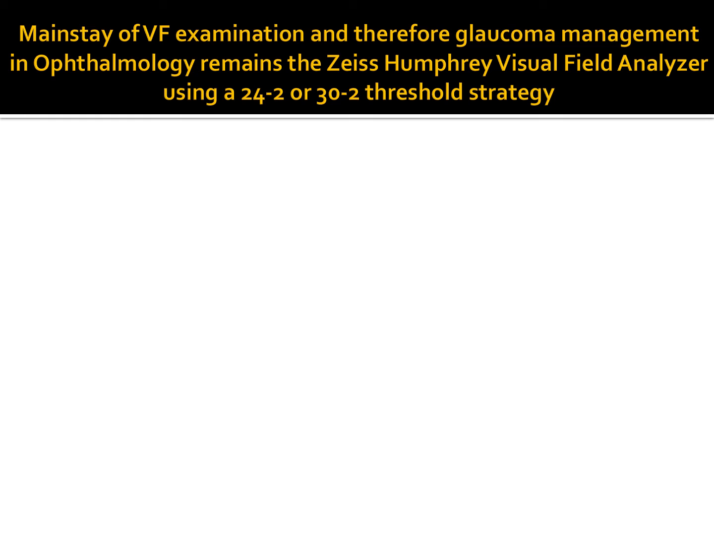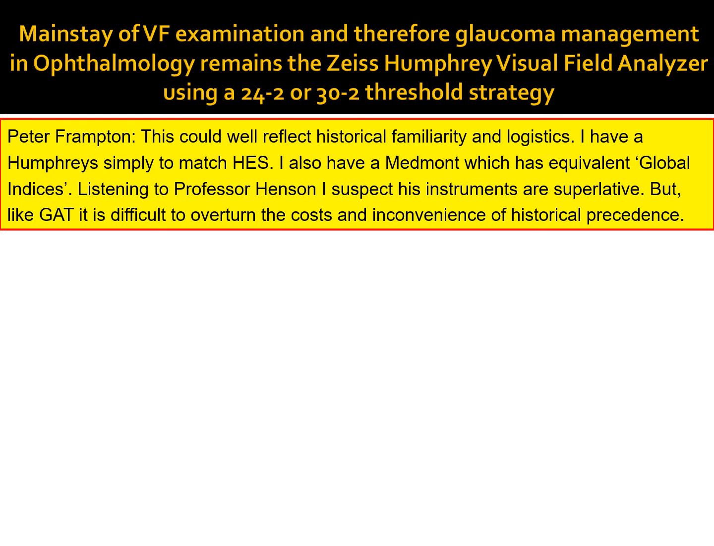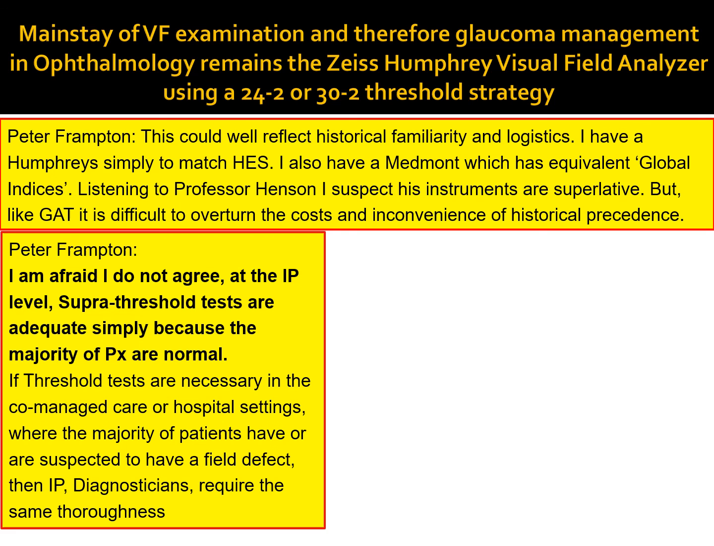field analyzer using either a 24-2 or a 32 thresholding strategy. I believe this could reflect historical familiarity and logistics. I have a Humphrey in my practice simply to match with the hospital service, but I also have a Medmont which has equivalent global indices, and I have listened to Professor Henson talk before, and I suspect his instruments are phenomenal. But like GATT, it's difficult to overturn the costs and inconvenience of historical precedents.